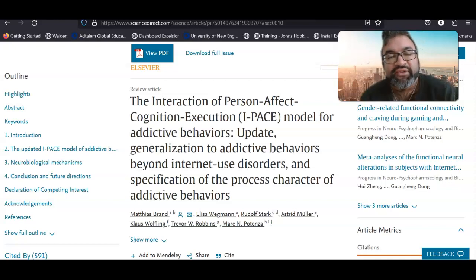And in this segment, I'm going to be going over an addiction model known as the interaction of person, affect, cognitive, execution, the IPACE model, in the context of various addictive behaviors. So let's go ahead and get started here.